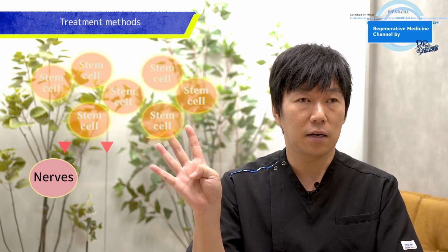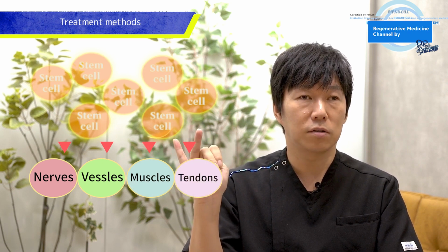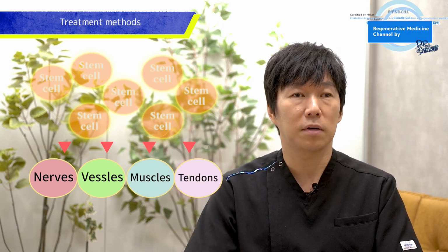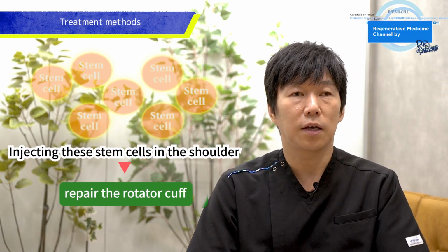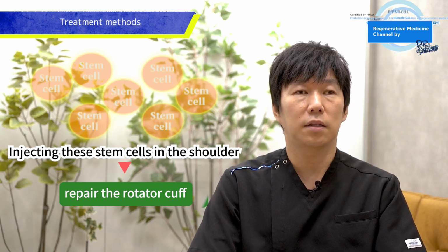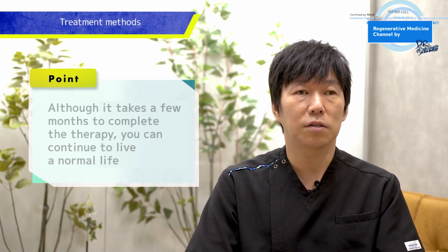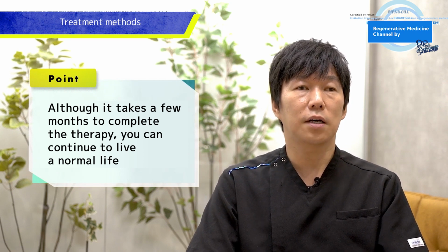The stem cell therapy for rotator cuff injury begins by drawing out stem cells from your body, then growing the number of the cells. These cells will then become nerves, vessels, muscles, and tendons, etc. Just injecting these stem cells in the shoulder repairs the ruptured tendon, which makes it possible to raise the arm again. Although it takes a few months to complete the therapy, you can continue to live a normal life.